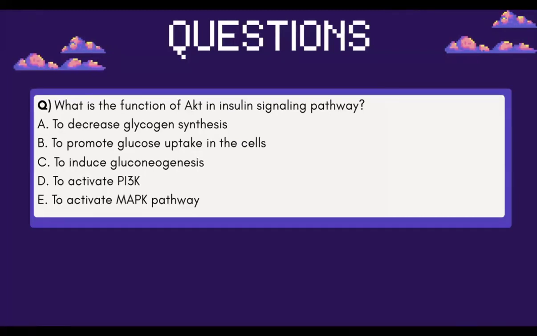I think it would be B. Yep, it's B. Very correct. Because AKT is just allowing the glucose channels to move into the cell membrane itself and allow glucose to move in. It wouldn't induce gluconeogenesis. That's nowhere near the insulin pathway. It wouldn't decrease glycogen synthesis either, and none of these are related because PI3K occurs before AKT comes in.